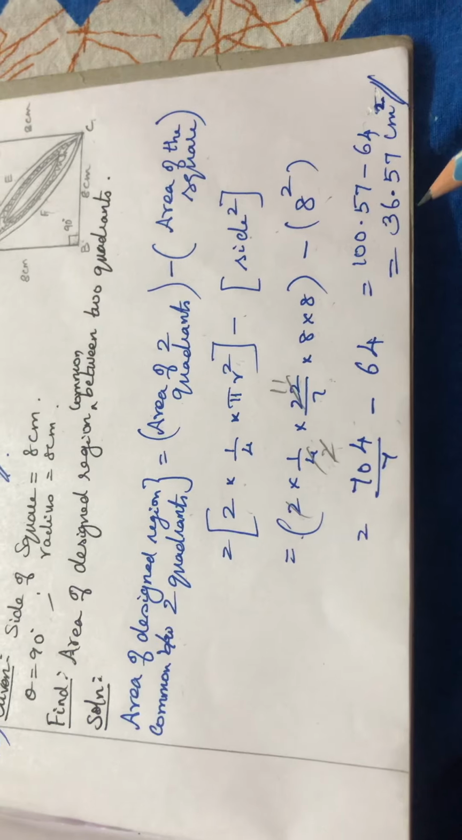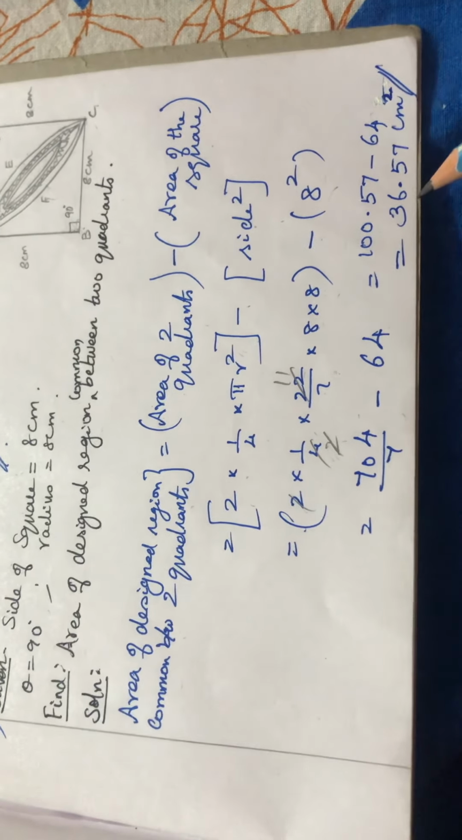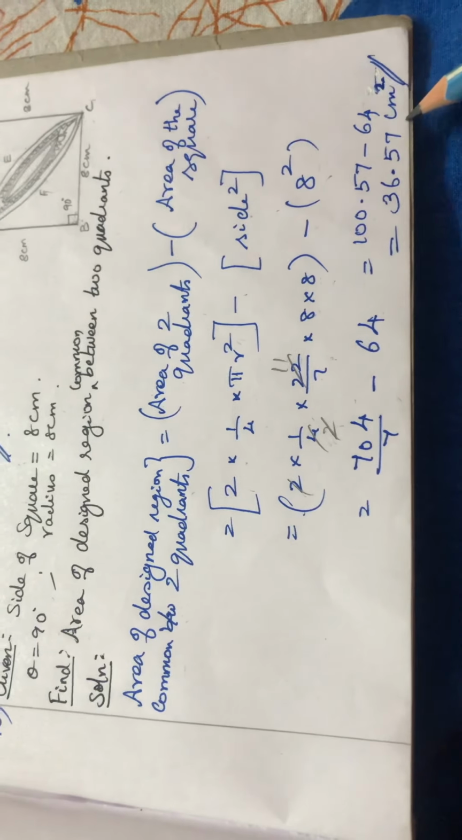Therefore, the area of the shaded region, that is, the area of the common region between the two quadrants, is 36.57 centimeter square.